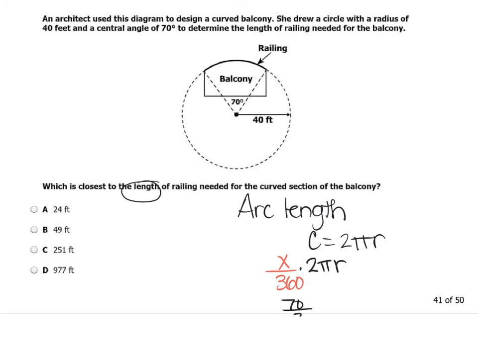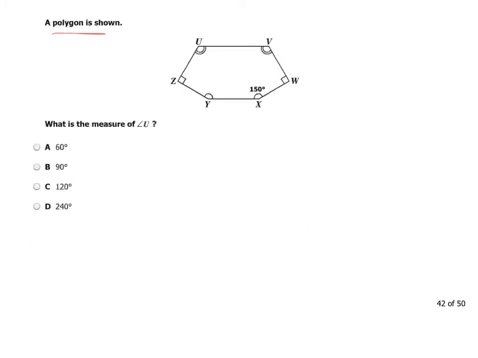So we're going to do 70 over 360 times 2 times pi times 40. And let's see what we get. And this comes to 49 feet. So 49 feet to walk along this arc.